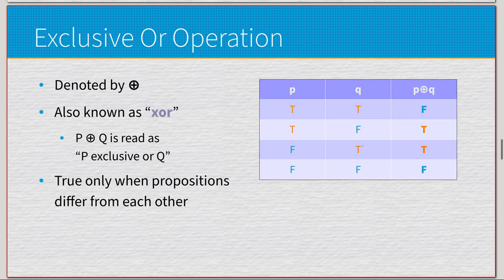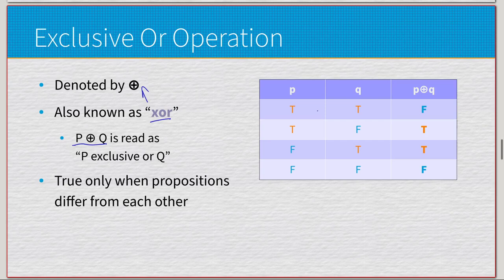Moving on, we have one that doesn't apply near as well because there's no basic algebra for this, which is the exclusive OR operation, which you might better know as XOR. It kind of looks like a crosshair in a way. It's a plus inside of a circle, but it is read P exclusive OR Q. It's true only when the propositions differ from each other.